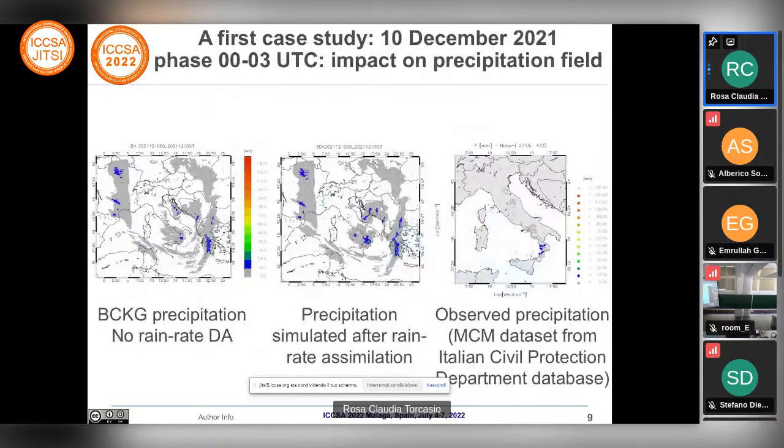We are also interested in the impact on the precipitation field. So here we can see the background precipitation field where no rain rate data assimilation is applied, the precipitation field after rain rate assimilation, and the observed precipitation. We can see that the simulation which assimilates rain rate, that is the graphic in the center of this slide, has a better representation of the pattern over southern Italy, so it's in better agreement with the observations compared to the background one.